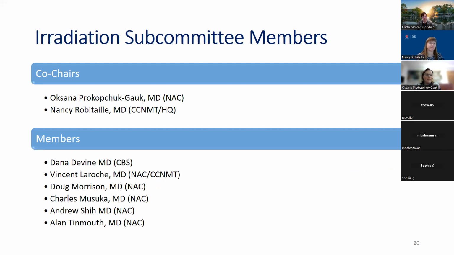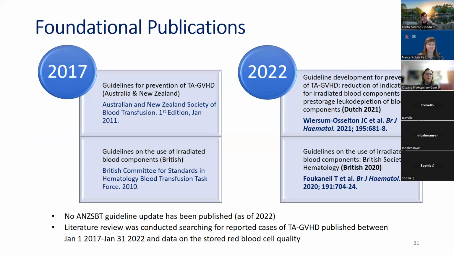So we had an excellent team of individuals, which included CBS scientists, clinical hematologists, as well as hematopathologists, both from the NAC and CCNMT, that completed this work. So foundational publications were used as resources for these documents. We did not have a fulsome sort of grade review of the literature. We did not have sort of the same process that some of these guidelines documents published in the literature had undergone.